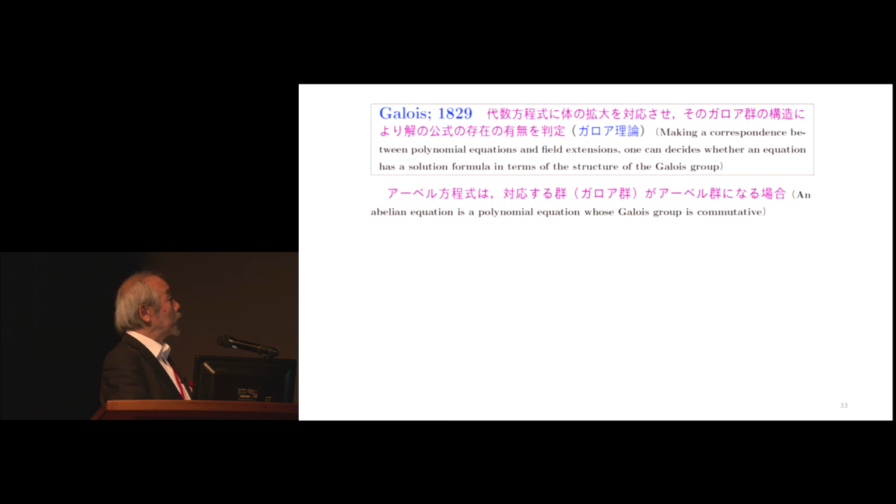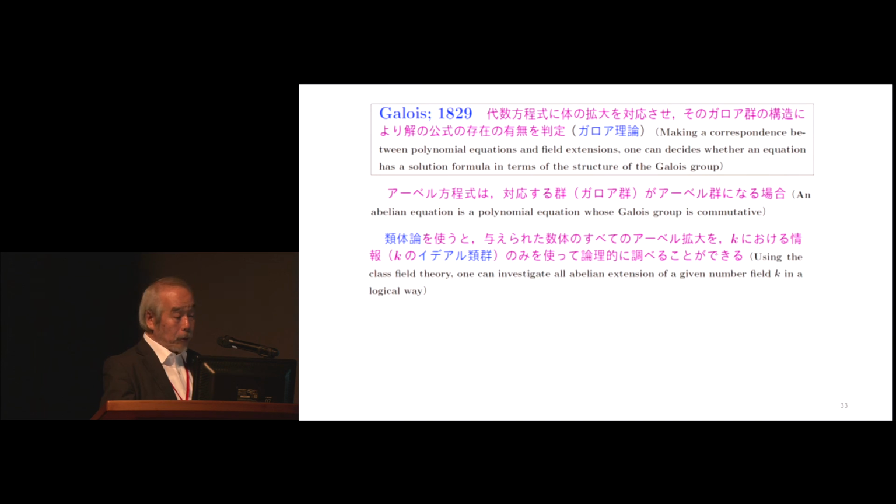Then Galois made a correspondence between polynomial equations and field extensions, and he said that one can decide whether an equation has a solution formula in terms of the structure of the Galois group. An abelian equation is a polynomial equation whose Galois group is commutative. Abelian extension is quite important. Using class field theory, one can investigate all abelian extensions of a given number field K in a logical way.